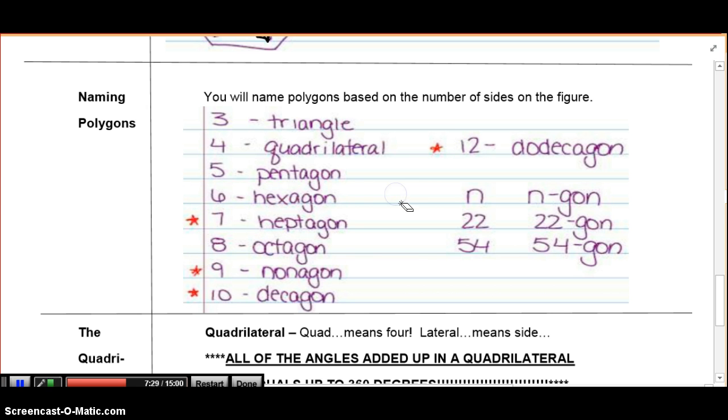Anything other past 12, you just take the number. So let's say like here you have 22. We'll just call it 22 gon. But don't worry, that's not like you're not really going to be seeing that. So don't worry too much about that guy right there.